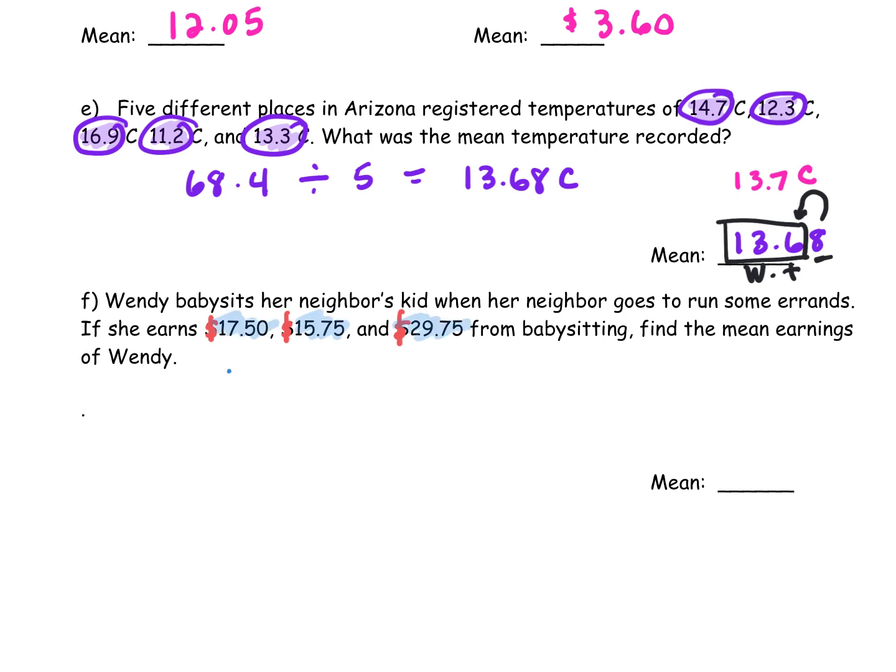The sum of Wendy's earnings is $63, and there are 3 data items. And when we divide by 3, we get $21. So the mean for this is $21.